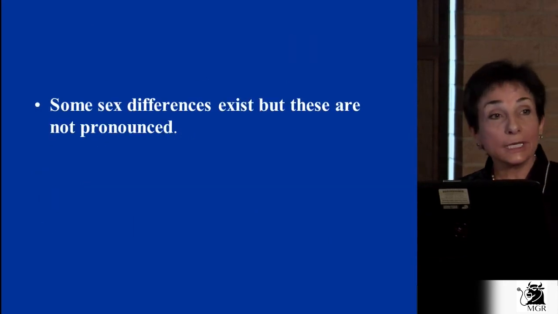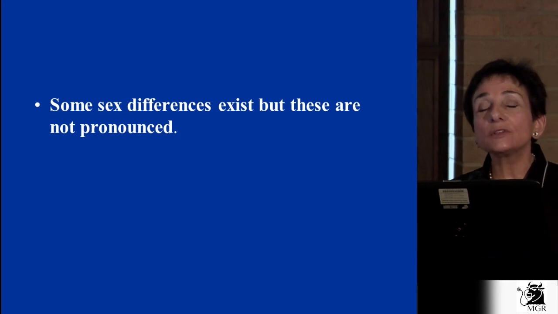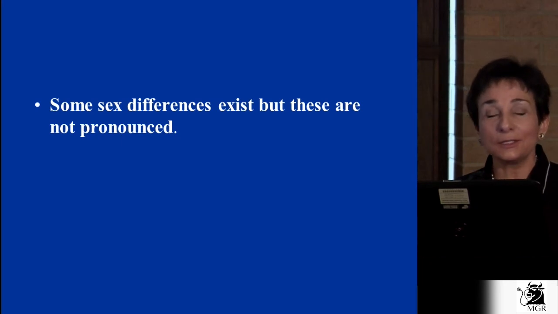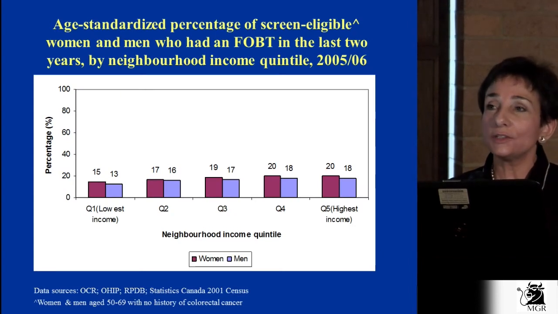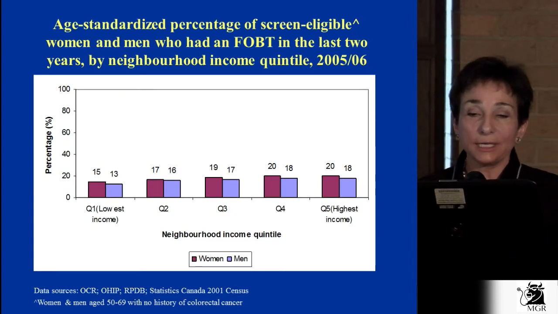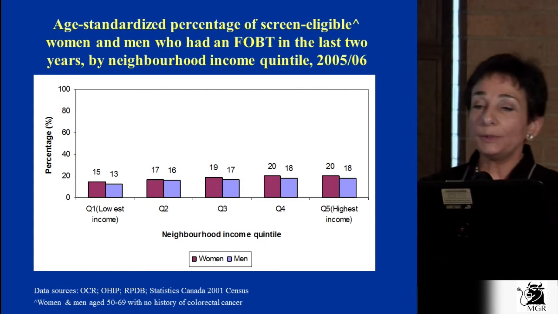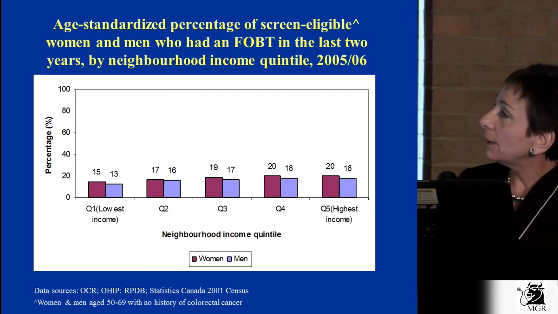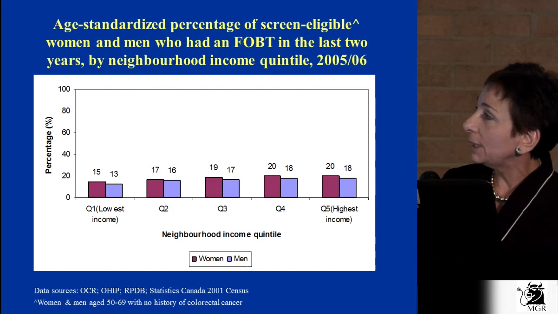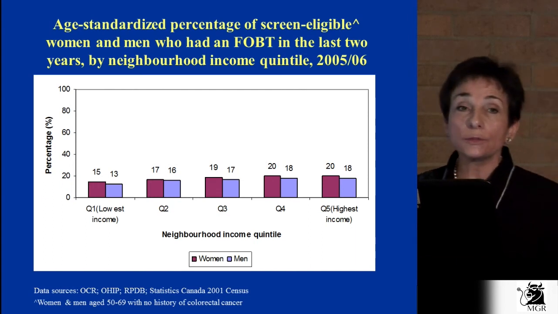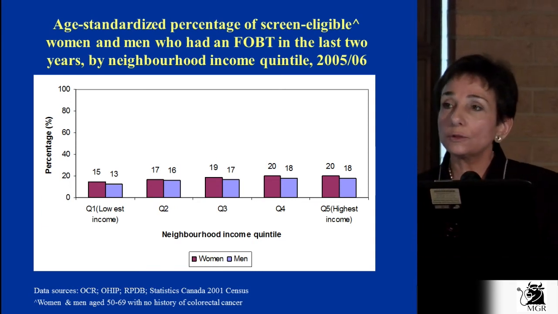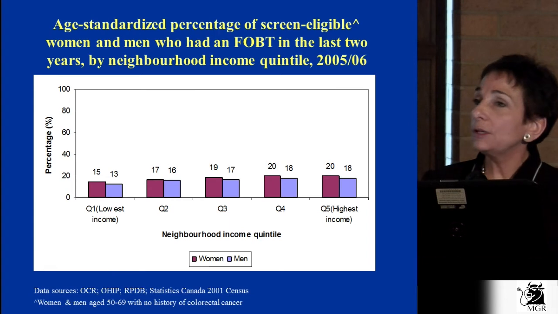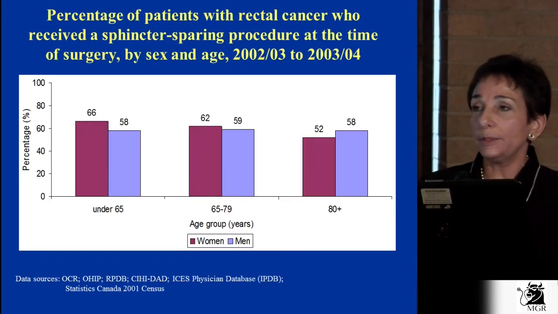So the first thing that was interesting was they found that some sex differences existed, but they were not pronounced. And here is just an example for fecal occult blood testing, that there were not big differences in terms of male or female. We will talk a little bit more about the differences according to socioeconomic status. But in terms of gender, they did not find for all of the different quality indicators that they looked at that there were big differences in terms of males and females.